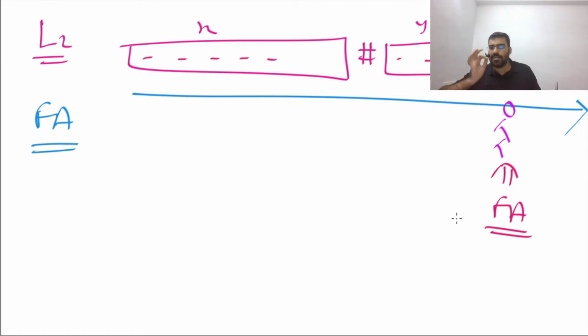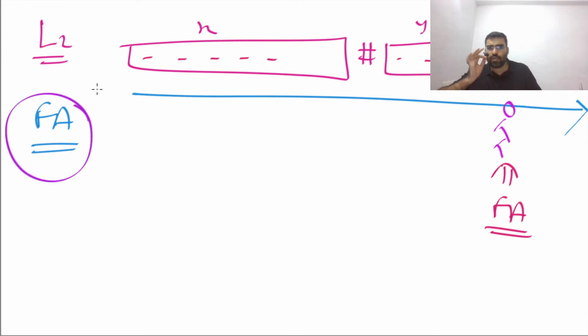But at this time, your finite automata cannot go back, yes or no? Your finite automata cannot go back. At this time, your finite automata cannot know what is X and what is Y. Yes or no? Is it clear to everyone?